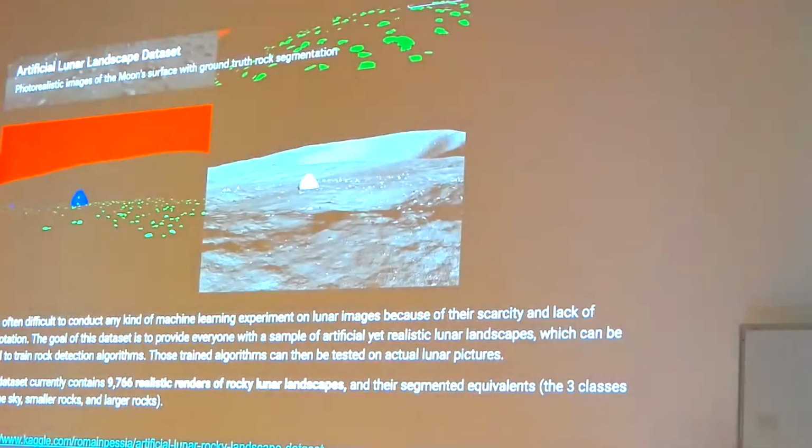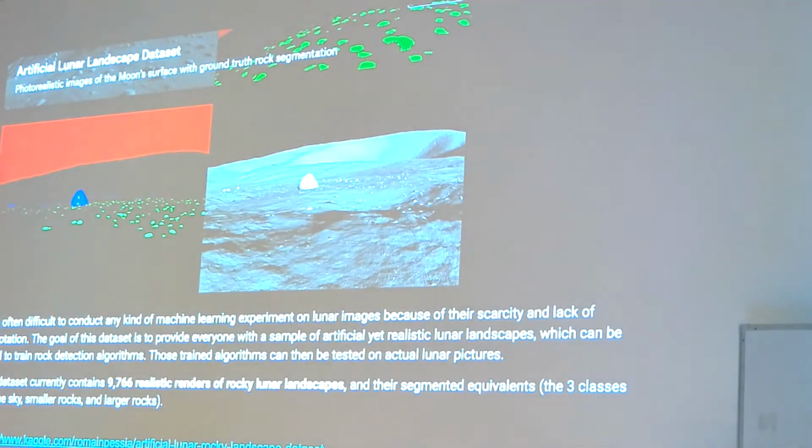Another thing that I found yesterday, by coincidence, when I was browsing through Kaggle for our data set today, and this was published five days ago by Keio University, is an artificial lunar landscape data set. This is artificial, it's not real. I think they open sourced almost 10,000 of these images, and this is a good example for semantic segmentation. Basically they segmented the sky, then smaller rocks and larger rocks.